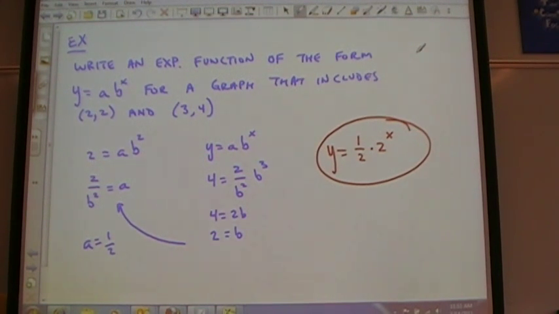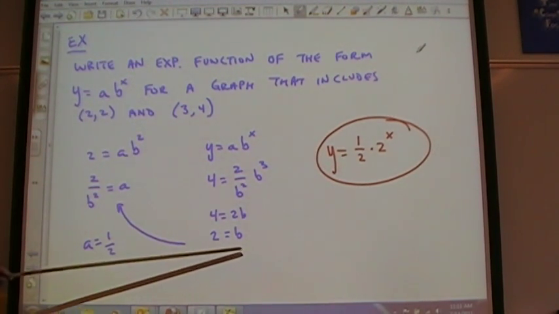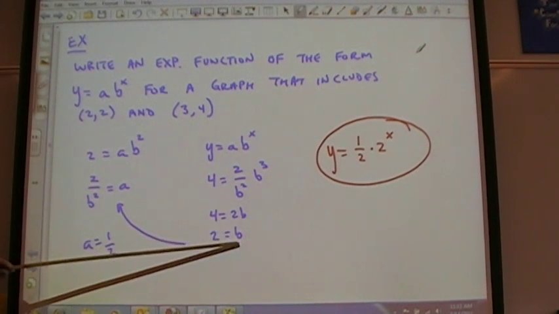It's like multiplying 2 over b squared times b cubed over 1. If you want to put a 1 under there, that's fine. So then, to solve for b, I divide by 2, and b is 2.